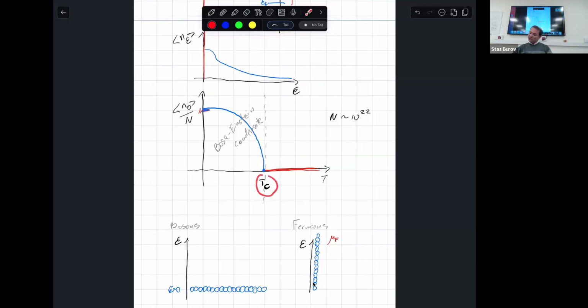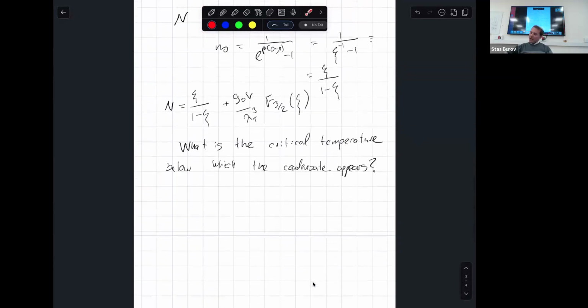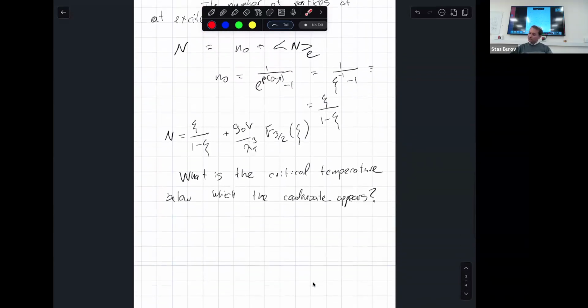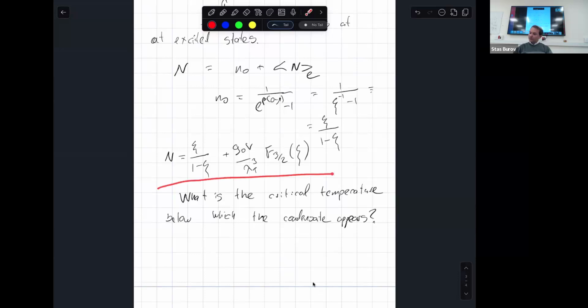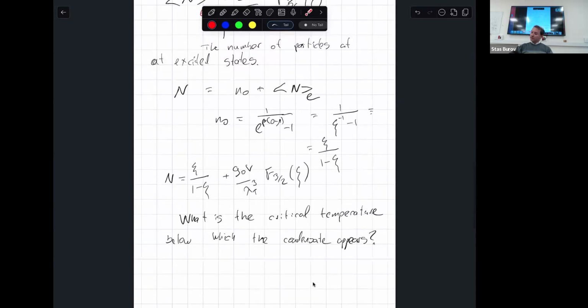As you cross this TC, n0 becomes not a minor quantity. It becomes something on the order of n. So it becomes on the order of 10 to the 22, and you cannot neglect it. So when I'm going back to this expression over here, this applies for T below TC. For T above TC, I should only care about this guy over here.